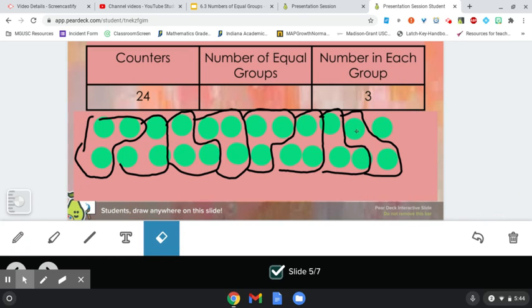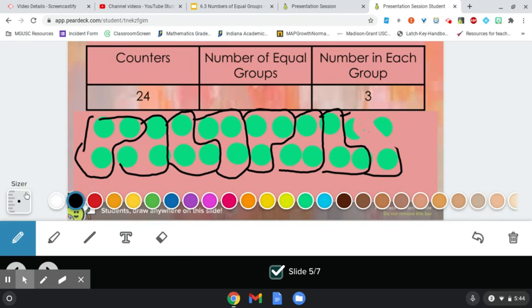So here I looked back at my work and I saw, oops, I only put 2 in that group. So I'm going to go ahead and erase that line, and I ended up erasing more than I wanted to. So I'm going to redraw my dots there. So now I have a group of 3. And you can see that right there.